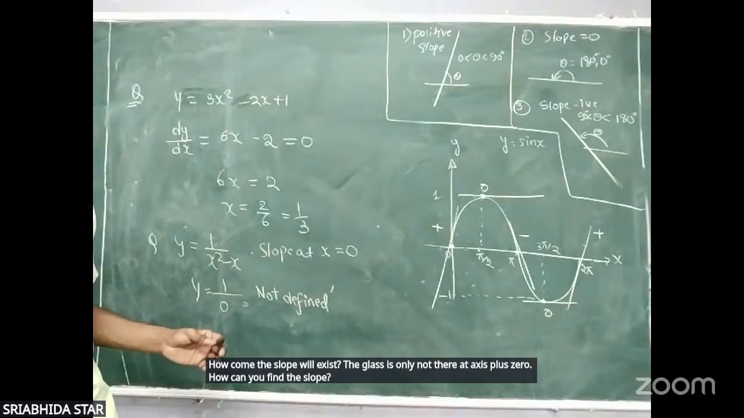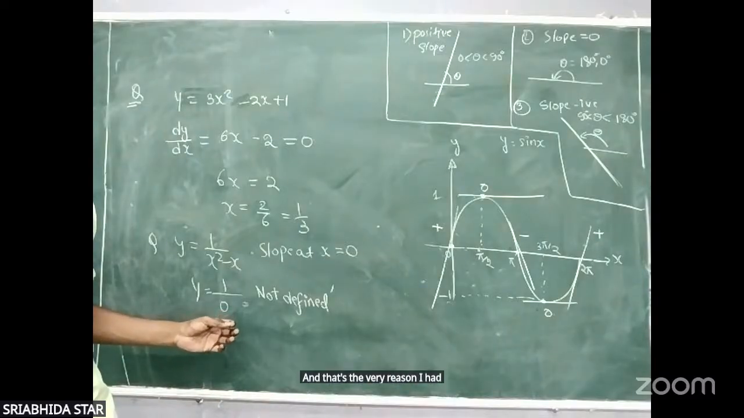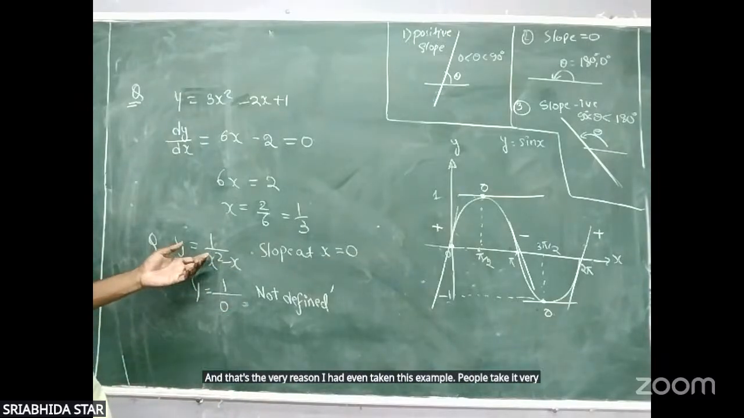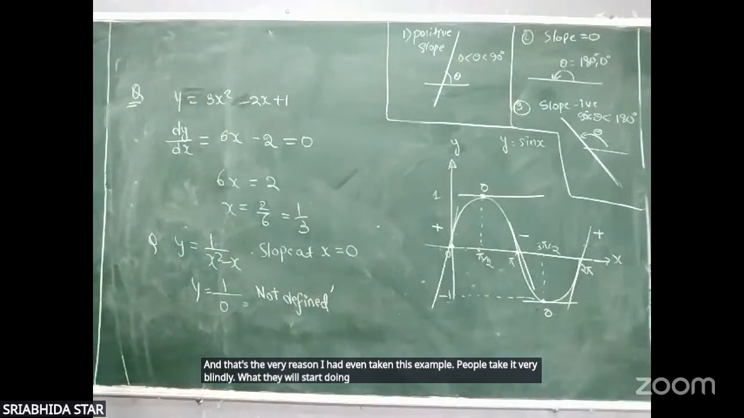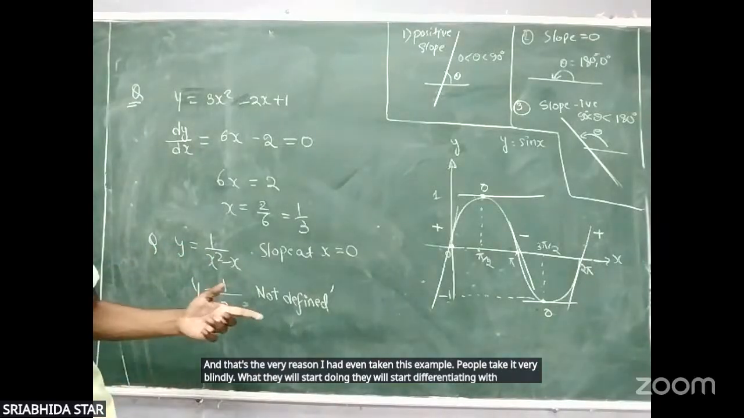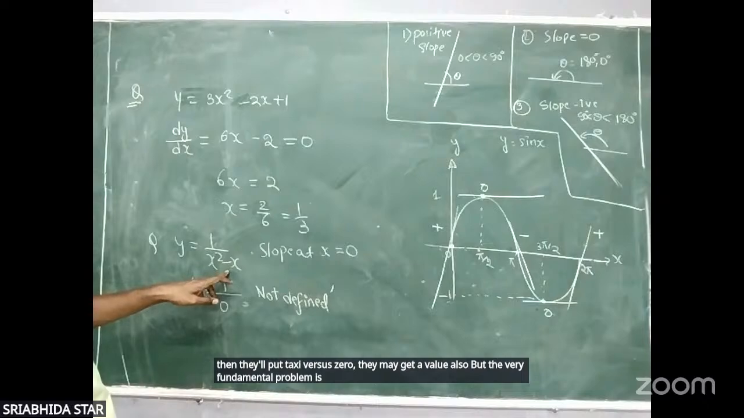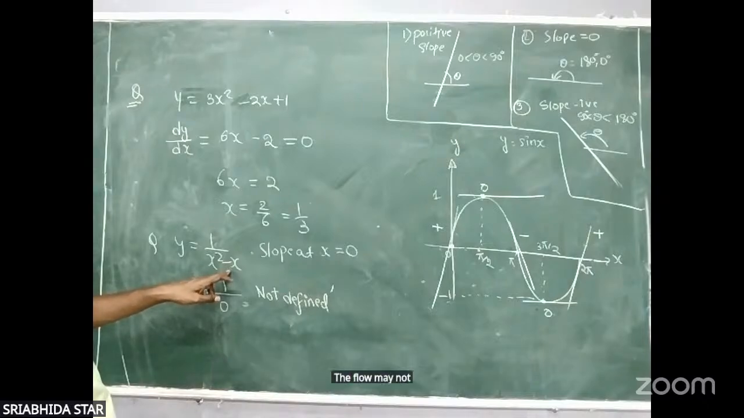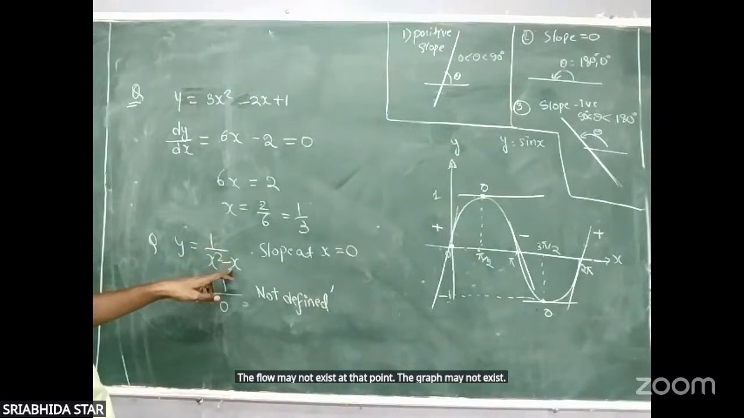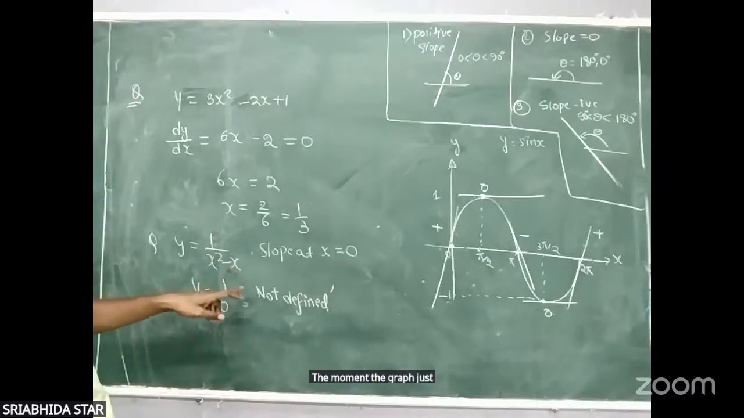And that's the very reason I had taken this example. People take it very blindly. They will start differentiating it and then put x equals 0. They may get a value also. But the very fundamental problem is the slope may not exist at that point. The graph may not exist. The moment the graph cannot exist, how can the slope exist?